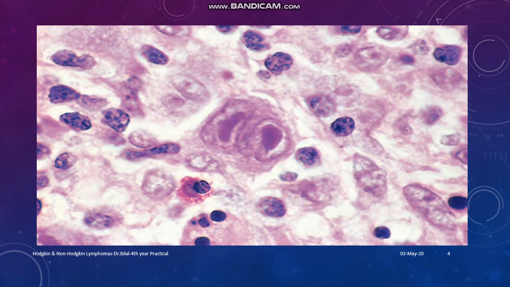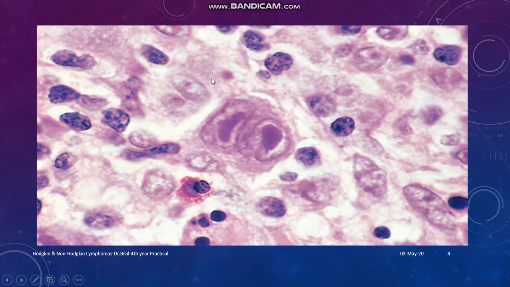Central to the morphology of a Hodgkin lymphoma is this cell, this cell in the center. This cell is known as the Reed-Sternberg cell or the RS cell. This is a large cell. You can compare it with the surrounding cells. These are the lymphocytes. This is an eosinophil, and this is a very huge cell in comparison to lymphocytes, plasma cells, and the rest of the inflammatory cells.